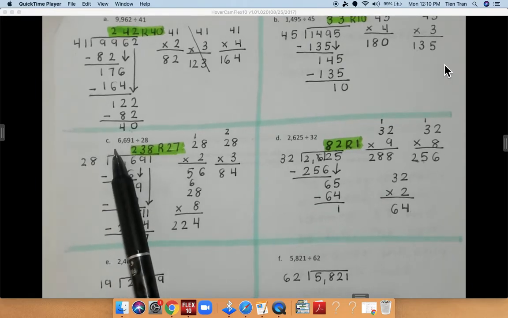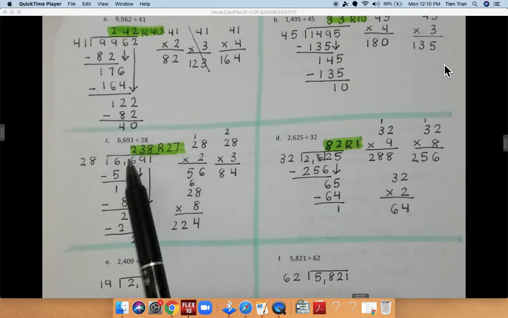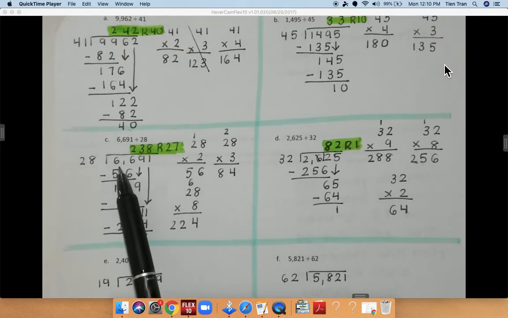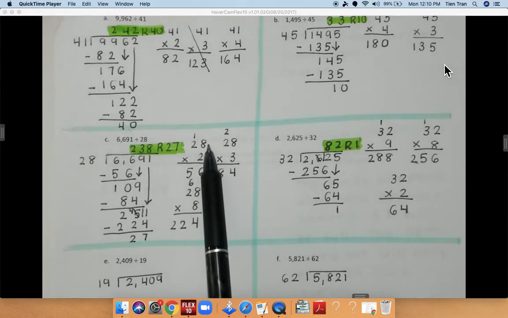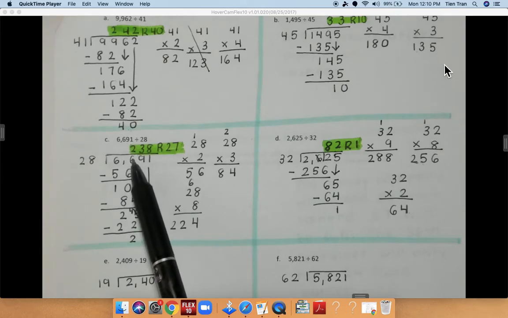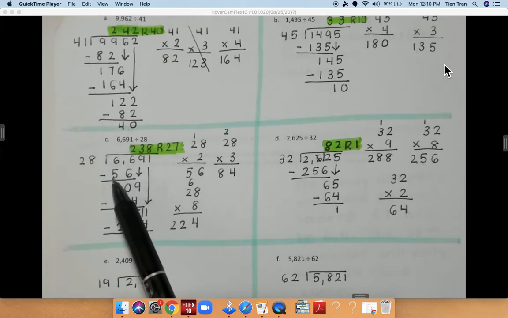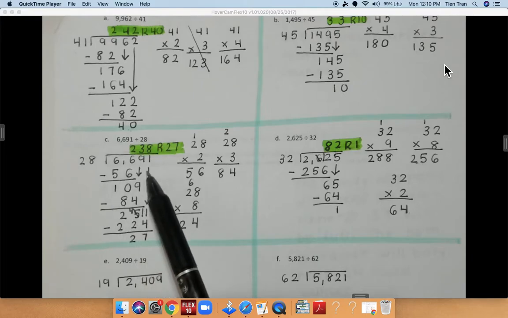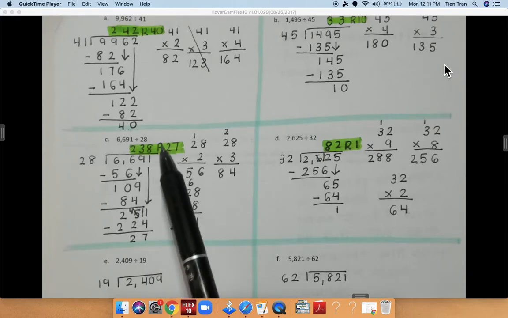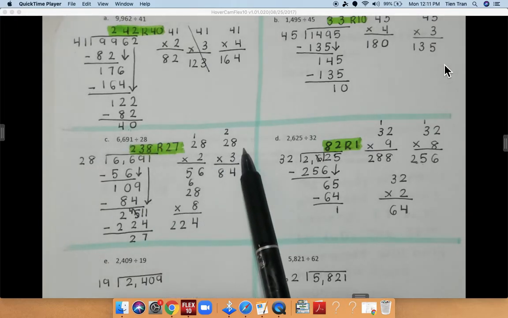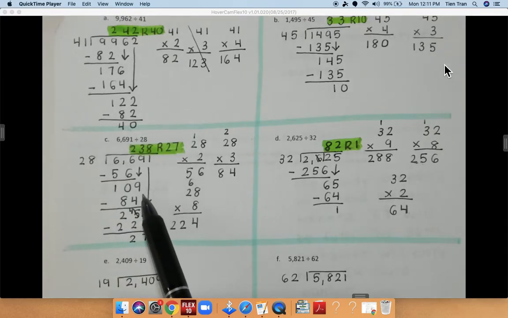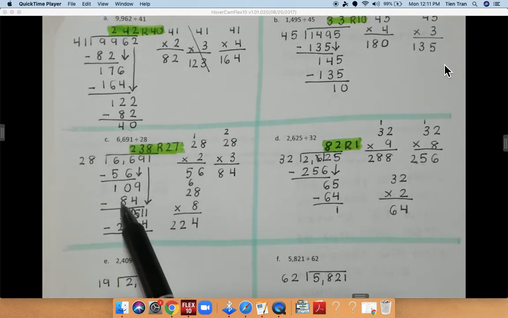For problem C, I have 6,691 divided by 28. So 6,691, 28 can go into 66 2 times. 28 times 2 is equal to 56. So now I'm subtracting. 6 minus 6 is equal to 0. 6 minus 5 is equal to 1. And then I bring down my 9. 28 can go into 109 3 times. So 28 times 3 is equal to 84. So now I'm subtracting. 9 minus 4 is equal to 5. 10 minus 8 is equal to 2.